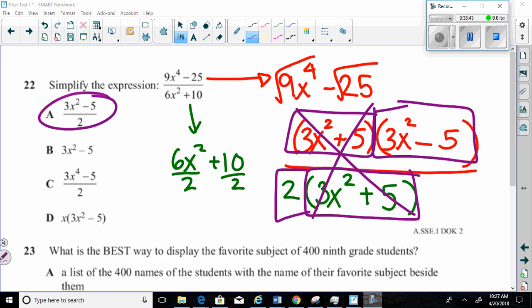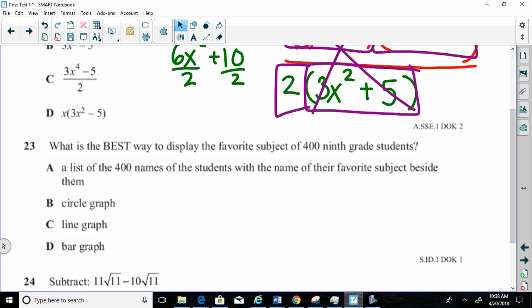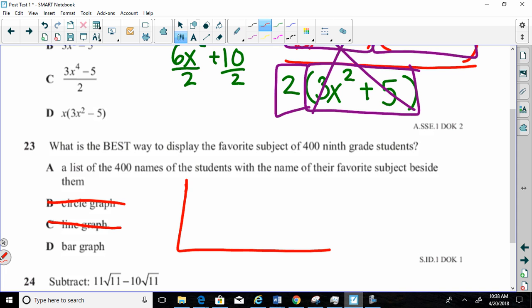Does that make sense? All right, so the next one says, what is the best way to display favorite subjects? So would listing all 400 names and their subjects do much for me? No. A circle graph, we haven't even learned about a circle graph here. A line graph, we haven't really learned about that. A bar graph is categories. So categories are the different subjects, right? So math, science. So which one would be the best one to use?